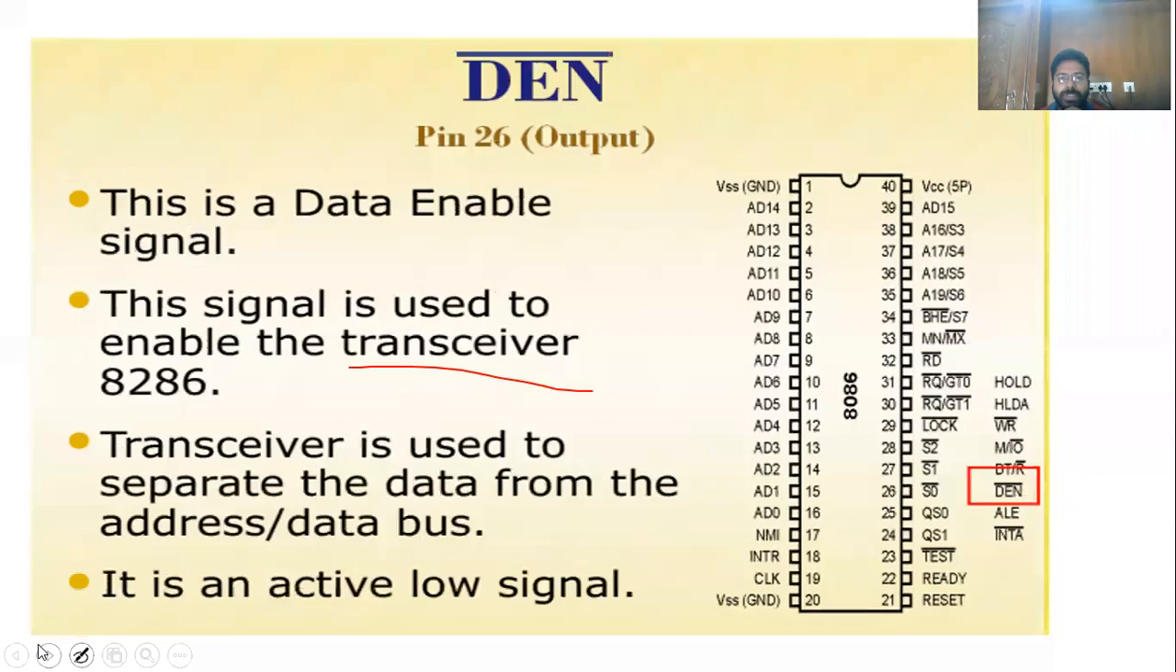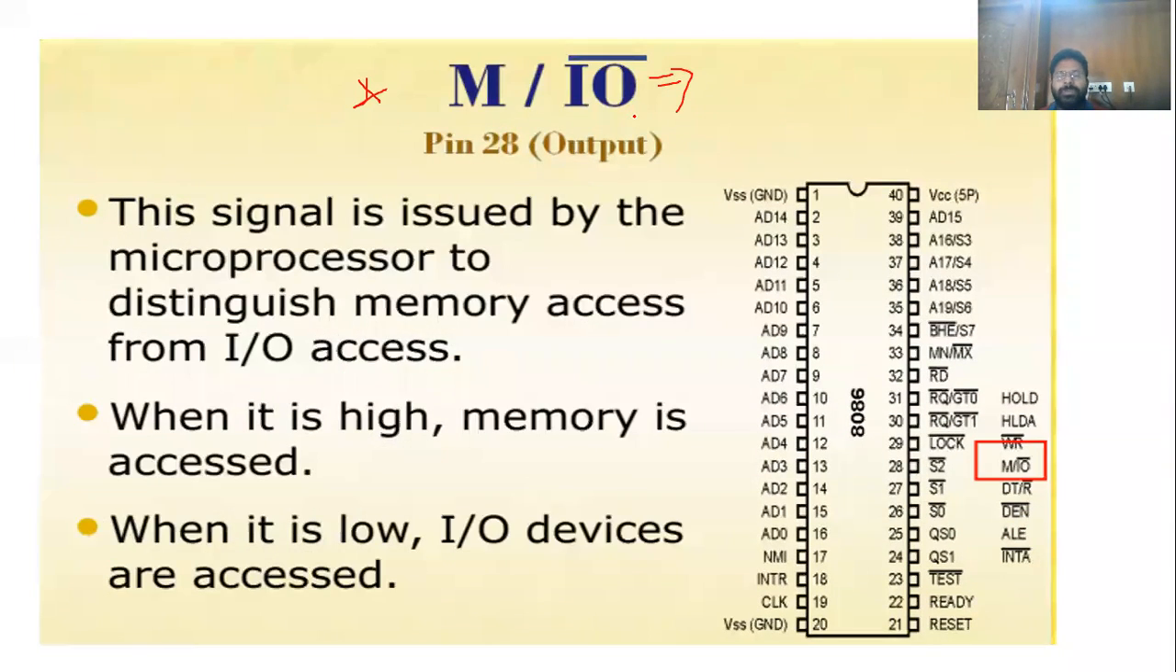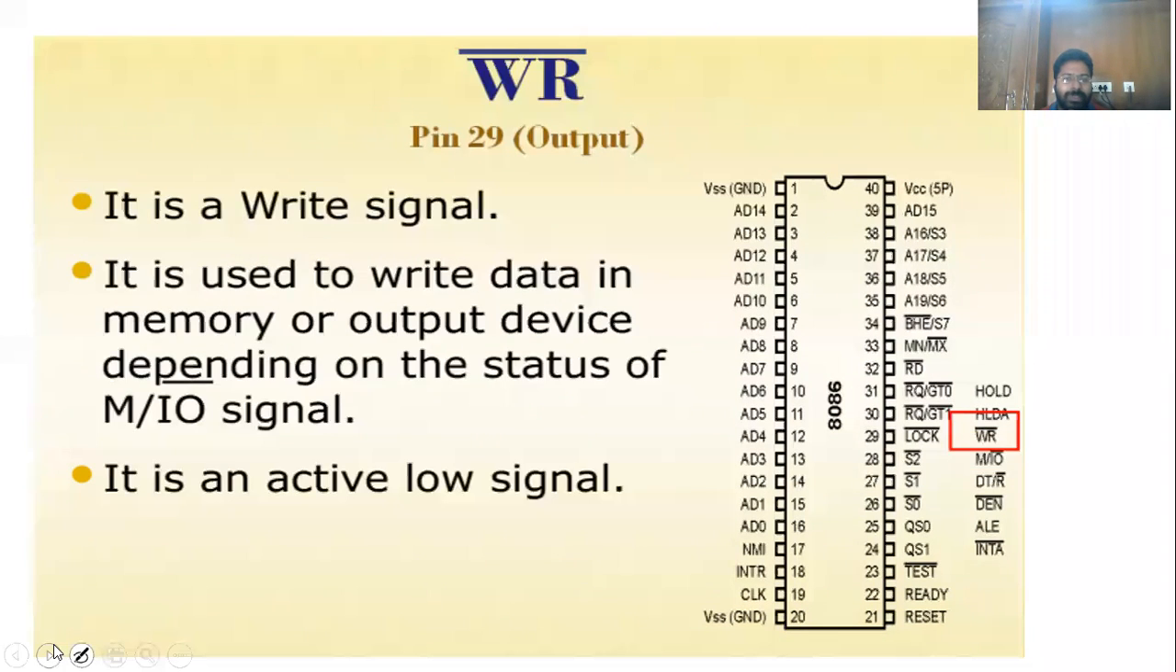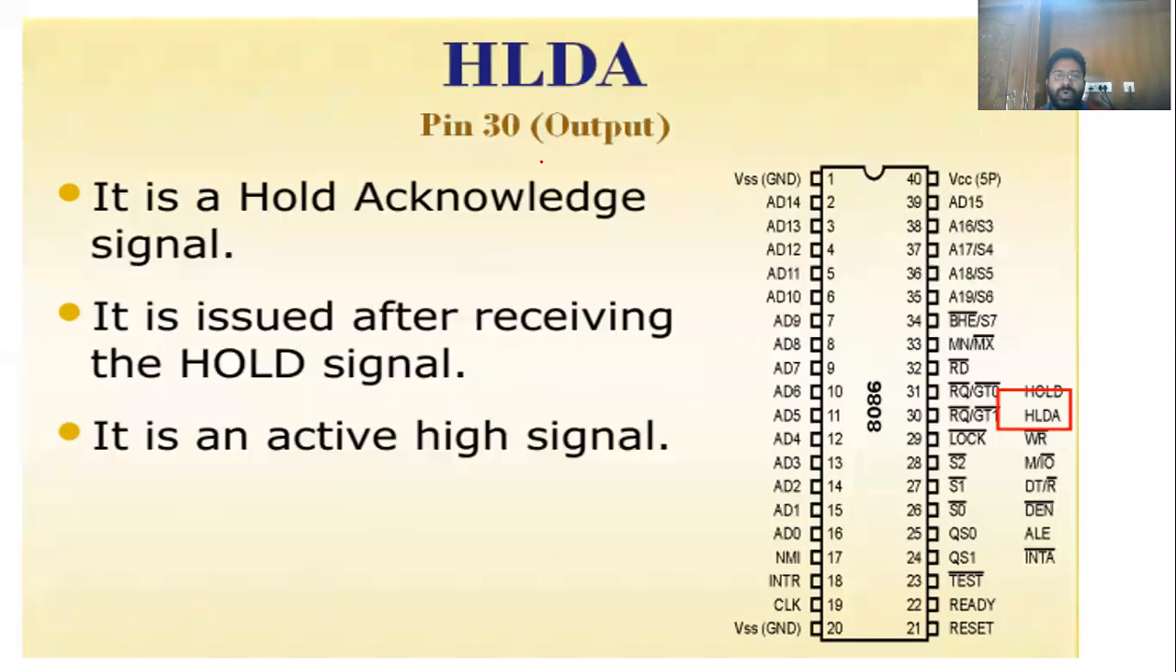We will see this by using the memory/IO signal. If it is equal to 1, it is connected to the memory, and if it is equal to 0, it is connected to the input output devices. Then write: whatever information is stored in the CPU that you are going to save in memory or input output devices, we use this write operation, nothing but the send operation.